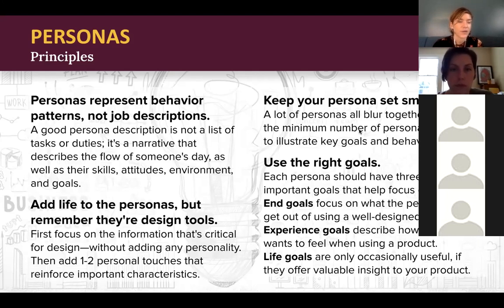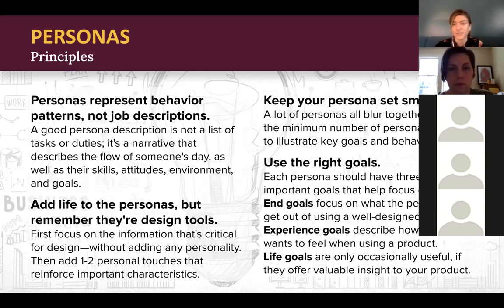And so while you're adding life to the personas, remember that they are design tools. And so this is really what I was just saying on the last slide. You're going to focus on the information that's critical. So start there, and then maybe sprinkle in a couple other details that are important. Maybe add a little bit more flavor to your persona, and then use them to reinforce the important characteristics that you want to keep in mind when you're building.